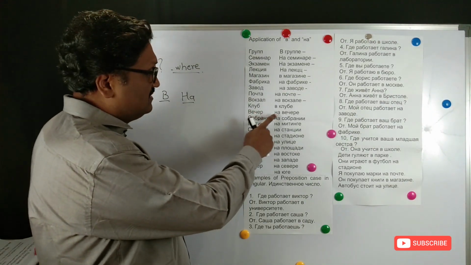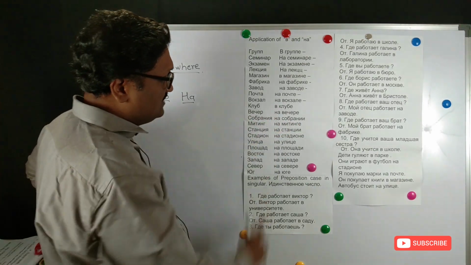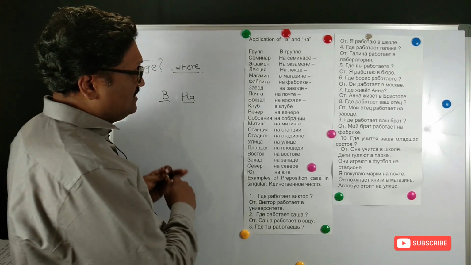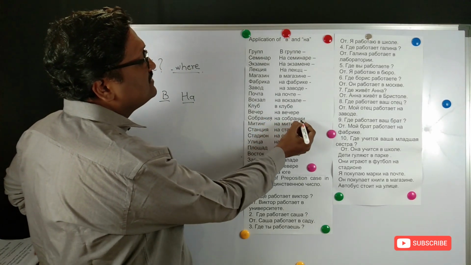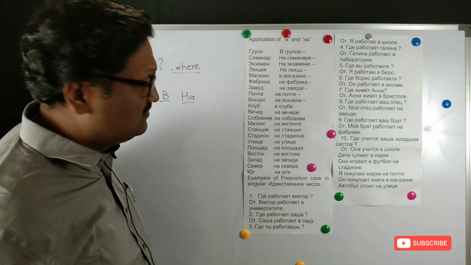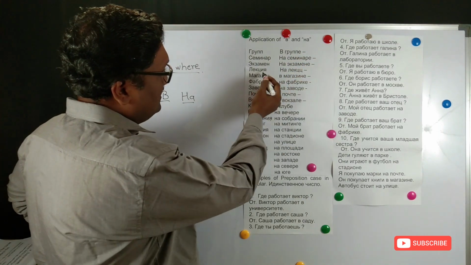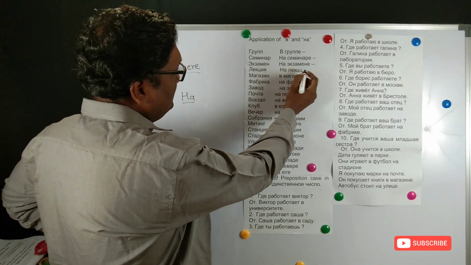Vecher is evening, na vechere. Evening program, something, na vechere. Evening get together, na vechere. Sobranie, na sobranii. Sobranie is a meeting. Since this noun is a feminine noun, it is changing with e and ya, so it is taking the ending i, V sobranii. Meeting, na meeting. See here all are ending with i. Lexia, lexii. Since it is e and ya, so it is lexii.